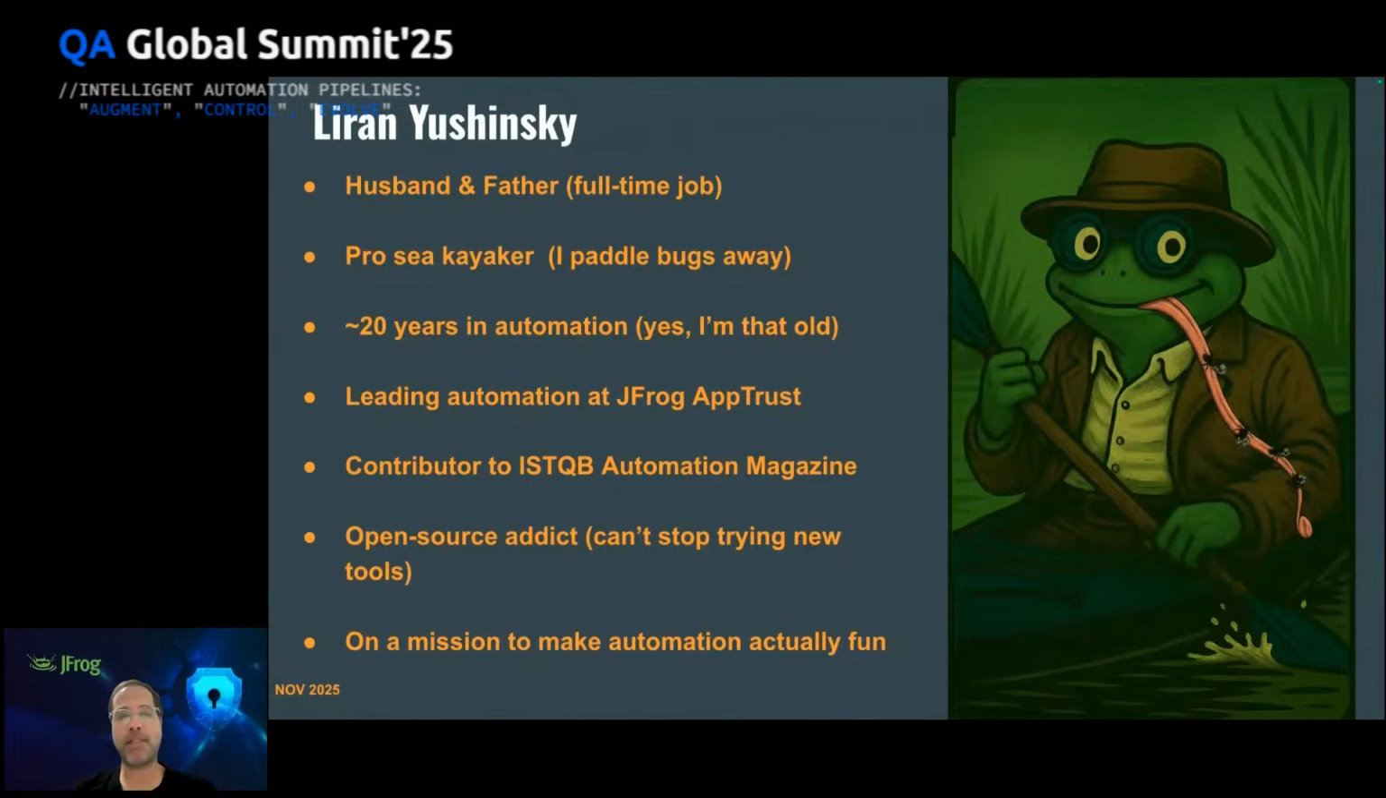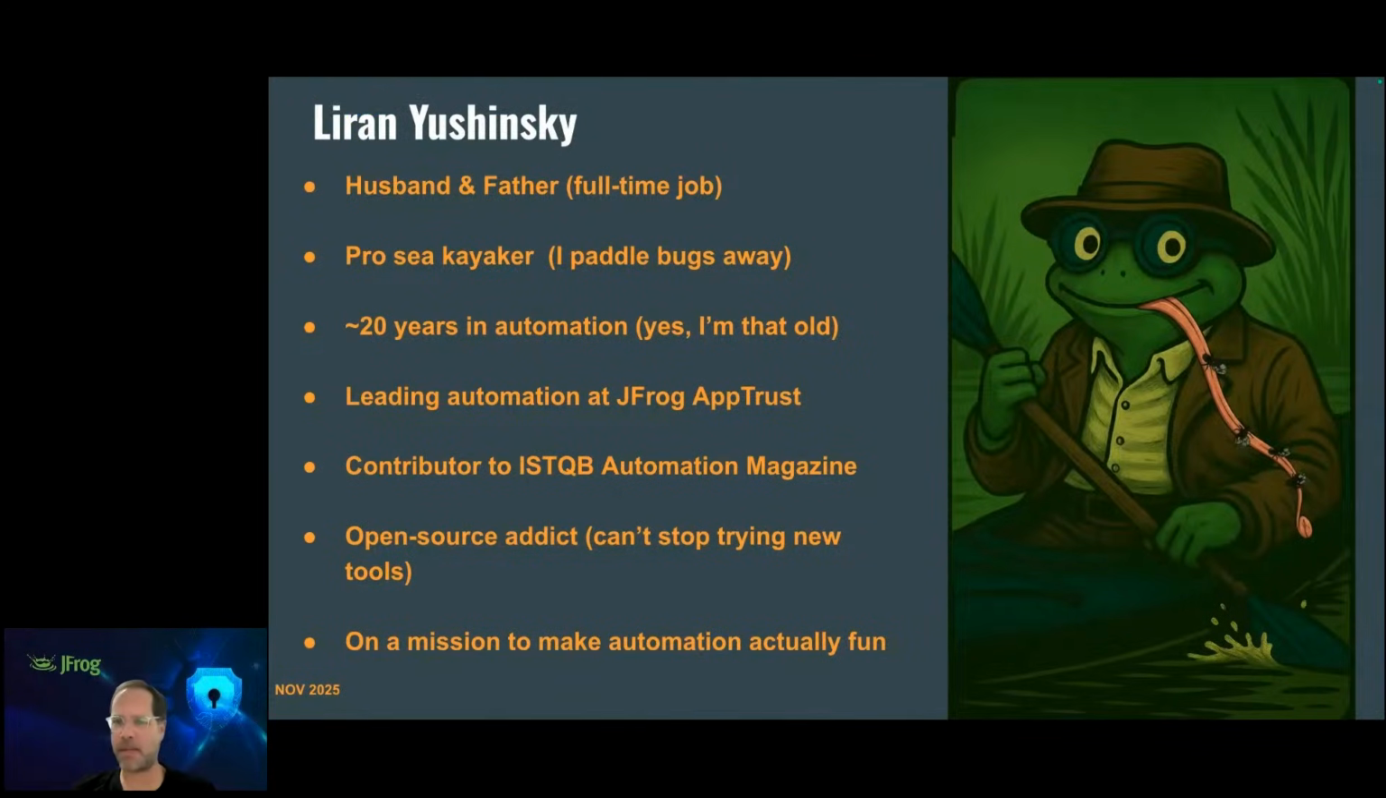I'm Liran Yushinsky. Above all, I'm a husband and father, the most amazing and demanding role I have. Professionally, I lead automation at JFrog in the Aptras group. I have spent enough time in the automation world to see what makes pipelines fail and, even more importantly, what makes them strong and reliable.